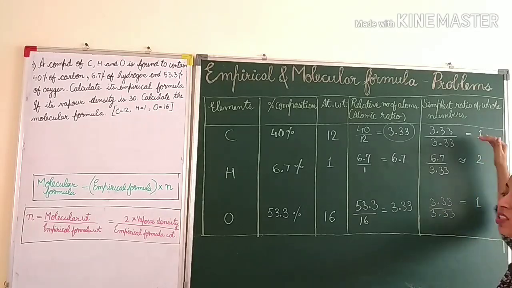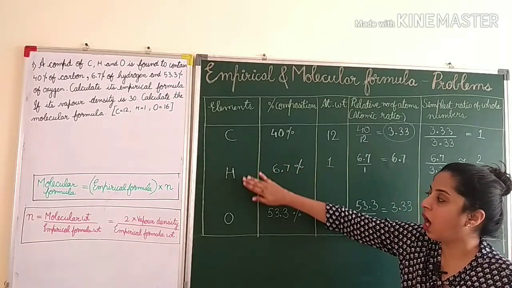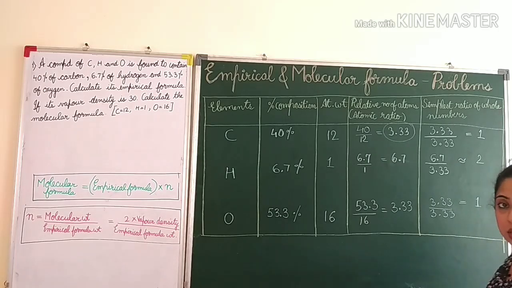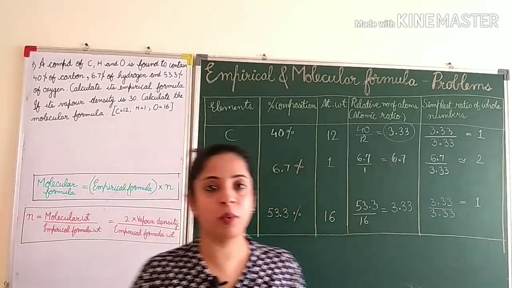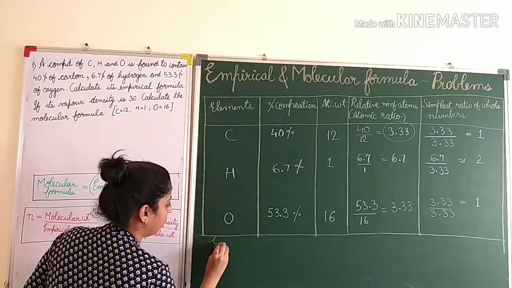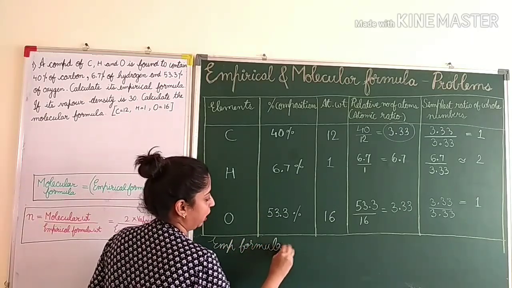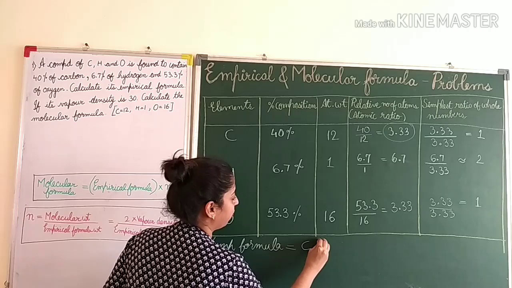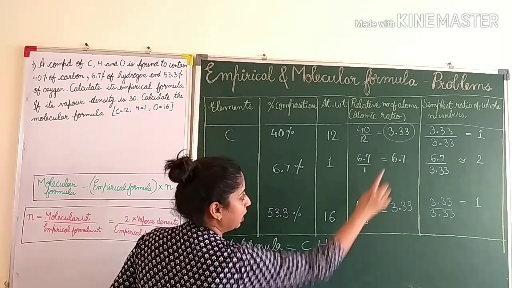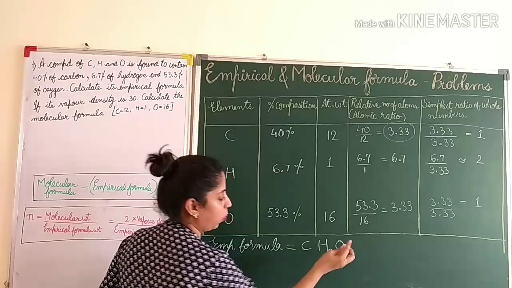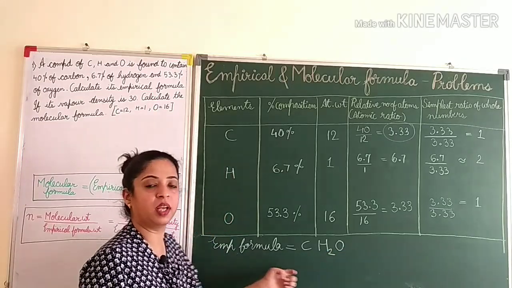So now the simplest whole number ratio between carbon, hydrogen and oxygen is 1 to 2 to 1. So children, what will be the empirical formula? Your empirical formula will be equal to C. You will write first C, H, O and then write the whole number ratio. 1 you don't need to write, then you write 2 and then 1. So this will be the empirical formula.